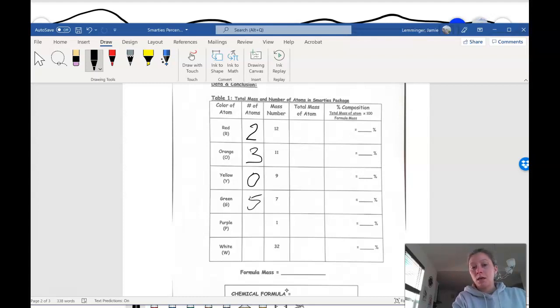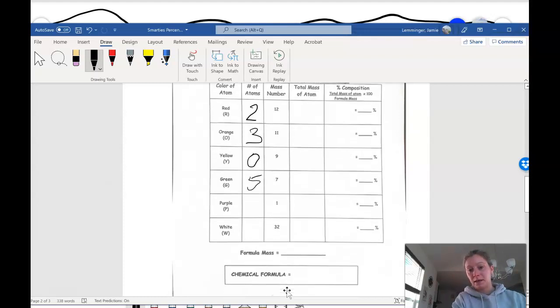In order to make your chemical formula, this is about the only thing anybody got mixed up on: you're going to take R for red, and you have 2, so you're going to do a subscript 2. You're going to do an O for orange because you have 3 of them, you'll do a subscript 3. Yellow, you won't even put in your formula because you don't have any yellow. And then you'll put the rest of them, the green, the purple, and the white.